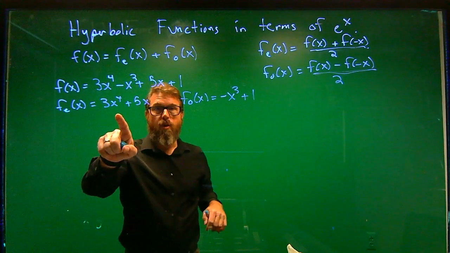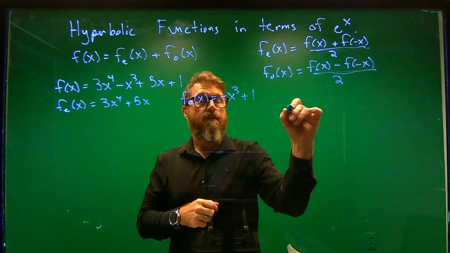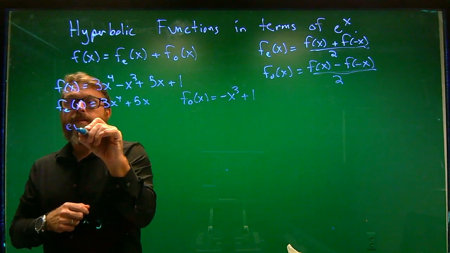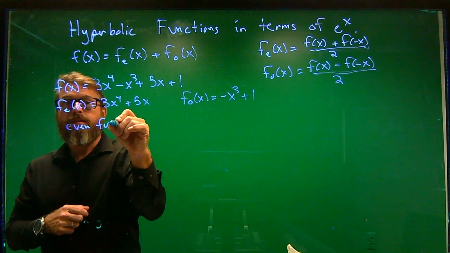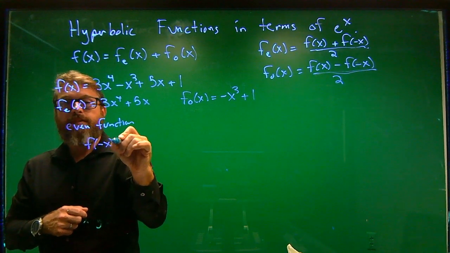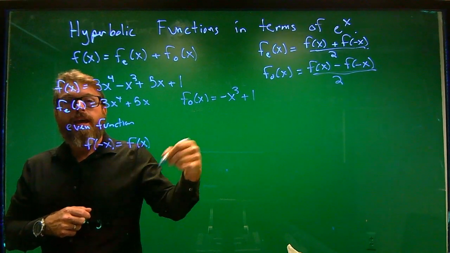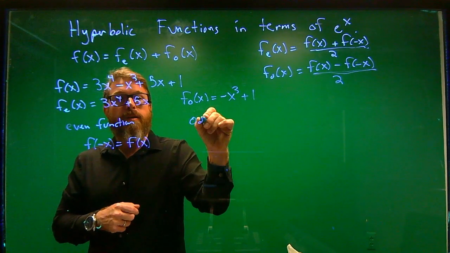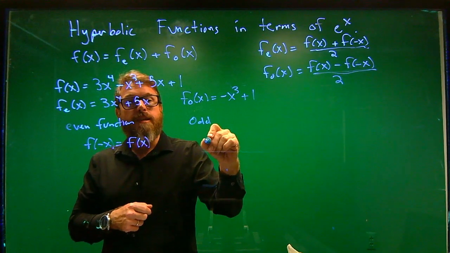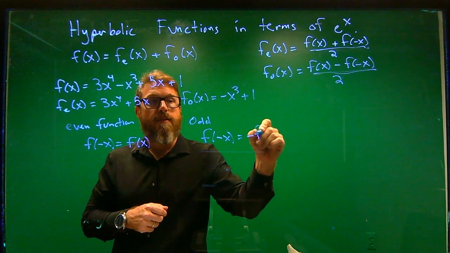And these things will hold the property, well, we know what happens for an even function. A function is even if f of negative x is equal to f of positive x. And an odd function has this property: f of negative x is going to be equal to negative f of x.